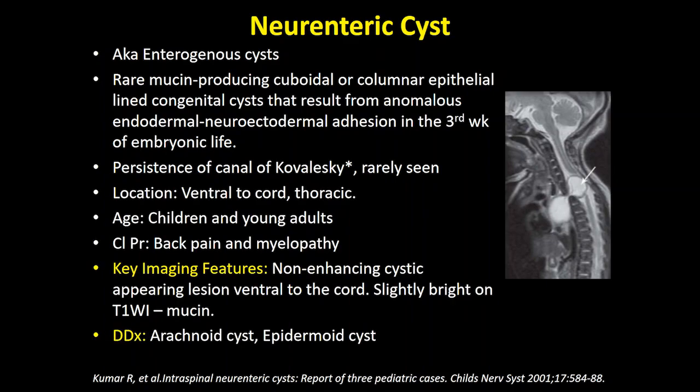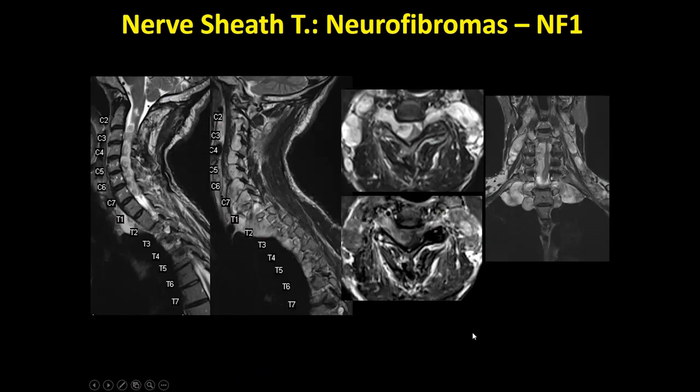Again, differential diagnosis, arachnoid cyst, but notice it is slightly brighter than the CSF on T1 weighted images, and of course does not show diffusion restriction, allowing it to be distinguished from an epidermoid cyst. What about enhancing intradural extramedullary lesions? Number one diagnosis always to consider will be nerve sheath tumors. Here seen are multiple nerve sheath tumors expanding the neural foramen.